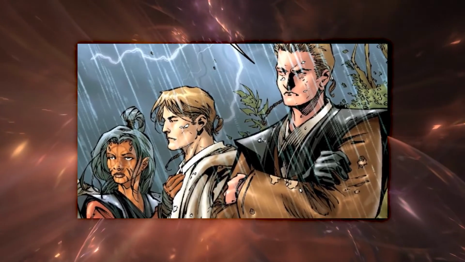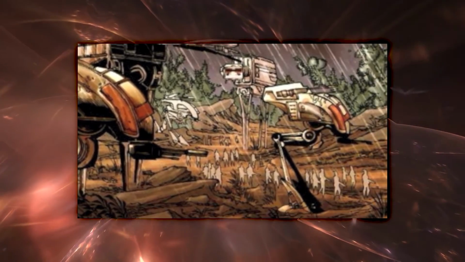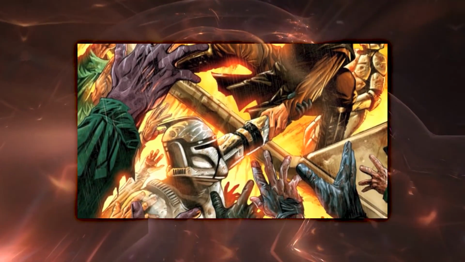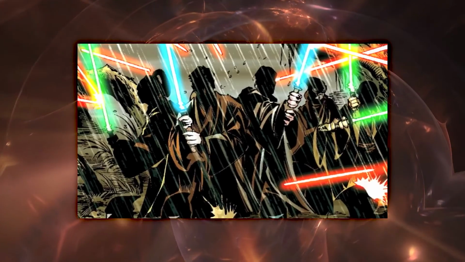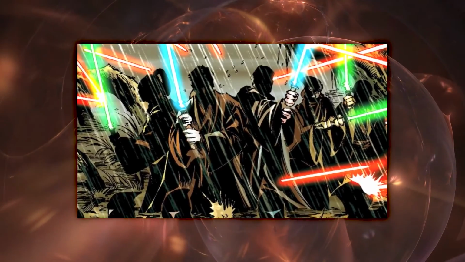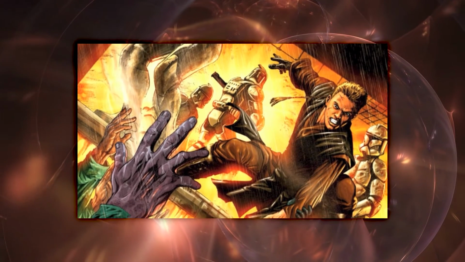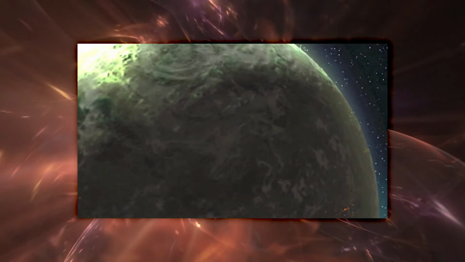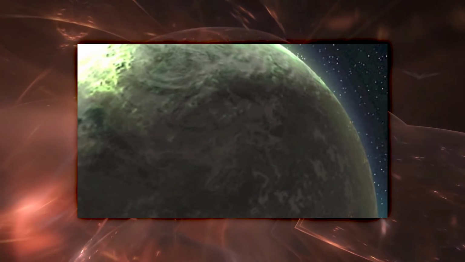Sadly though, the whole thing doesn't go too well for our Jedi friends as Anakin's left stranded on the planet with his squad of clone troopers, after Obi-Wan is captured by Ventress. As a matter of fact, the Battle of Jabim is one of the few instances in the Clone Wars where the Republic actually suffered a massive loss at the hands of the Separatists.